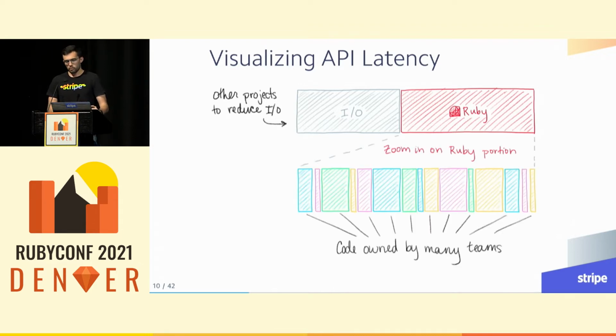So when we zoom in on the Ruby component of this, what we see is it's actually really fragmented. There's dozens of teams that are maintaining all sorts of different code that lives in any given API endpoint. And instead of it just being one big block that we could try and speed up, it's broken into these small things that are hard to speed up individually. At Stripe, this amounts to dozens of teams' worth of code.